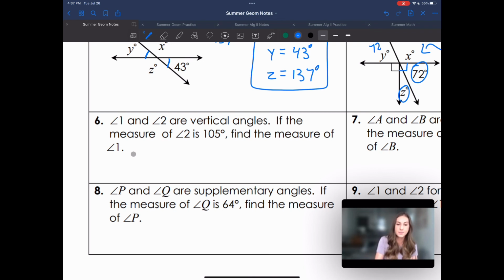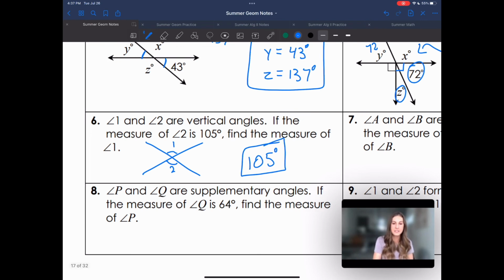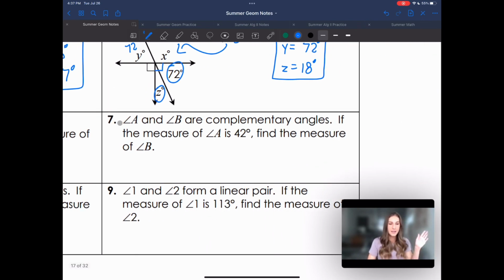You could draw a picture, but this is pretty easy, y'all. Remember, if you have vertical angles, they are always across from each other. We could say this is angle 1, this is angle 2, but they're always equal. So if angle 2 is 105 degrees, so is angle 1. You really don't have to do any math there, 105 degrees. Okay, number 7. Angles A and B are complementary angles. If the measure of angle A is 42 degrees, find the measure of angle B.